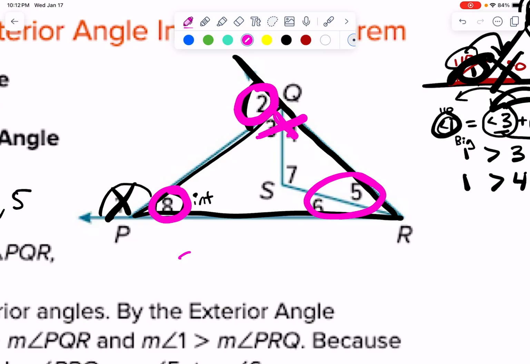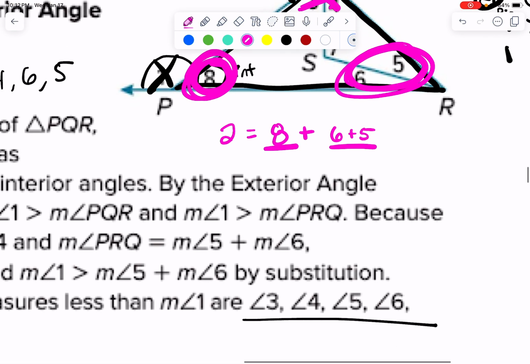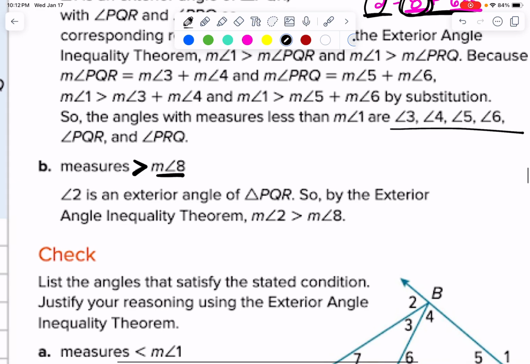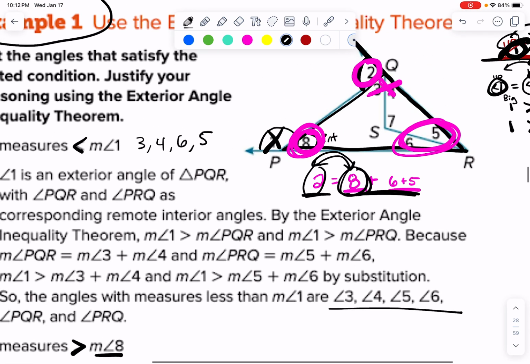In order to be angle 2, we would have to take this angle here and this angle here, which is really 8 plus, and since 6 and 5 are going together, these two angles added together, or 3 angles added together, would be the measure of angle 2, okay? So that means that angle 2 by itself would have to be bigger than angle 8 by itself, right? These 3 added together are equal to this one, so that means 8 has to be smaller than angle 2 by itself, okay? So down here, measures of angles that are bigger than angle 8 would be the measure of angle 2, because that is my exterior angle.